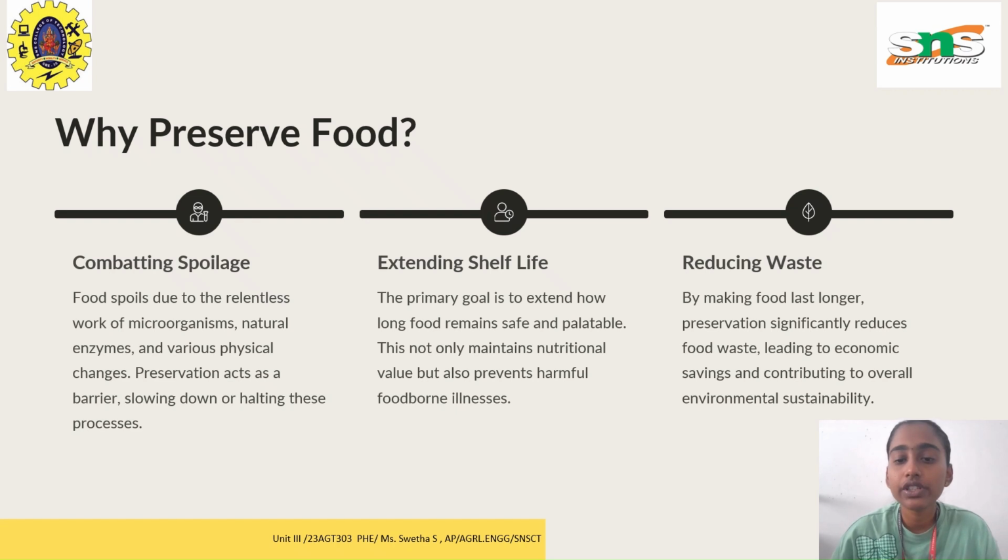And next one, reducing waste. By making food last longer, we can reduce food waste. It leads to economic savings for people.